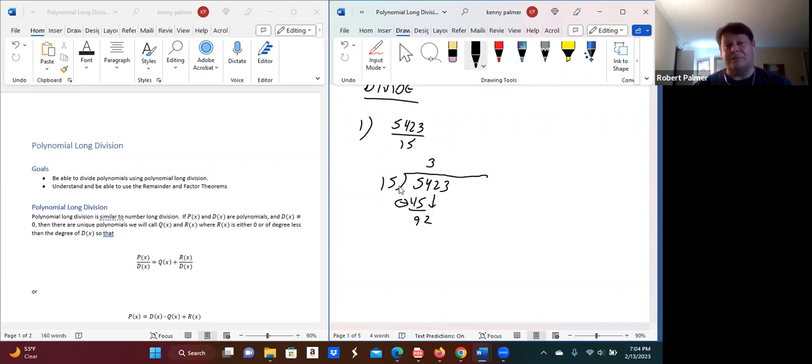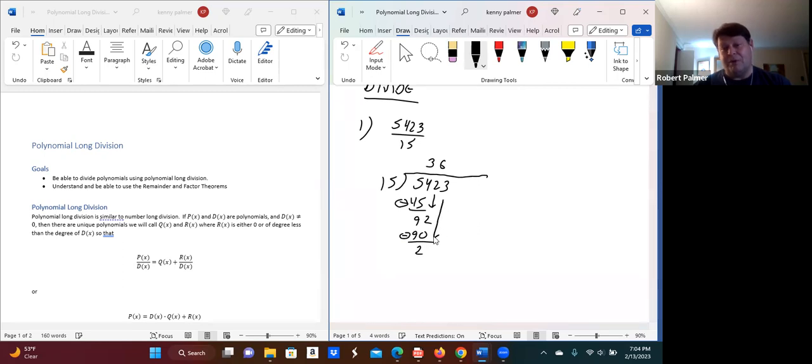We start that process again. How many times will 15 go into 92 evenly? They go into 92 evenly 6 times. Write the 6 beside it, then multiply. 6 times 15 is actually 90. Okay, once again, we're going to subtract. So we change our sign here, make that a negative. So positive 92 and negative 90 is 2.